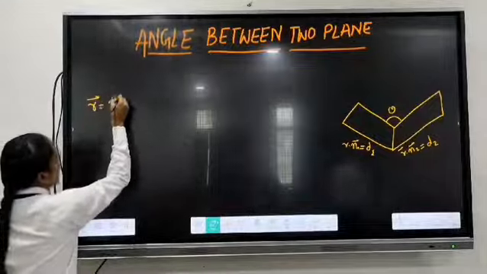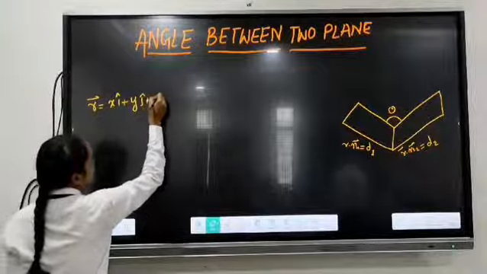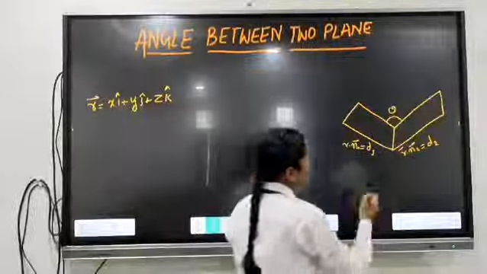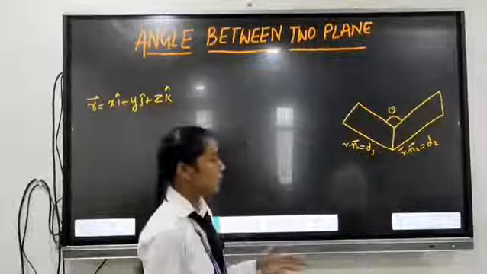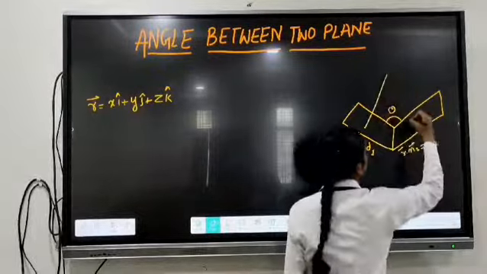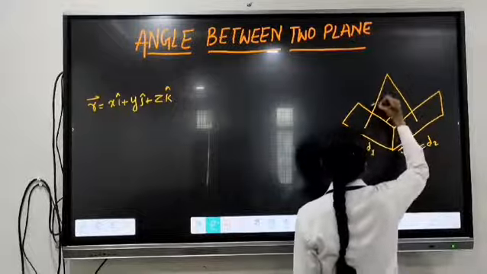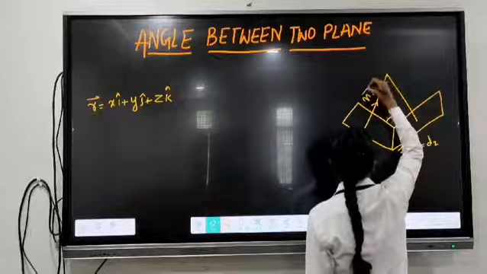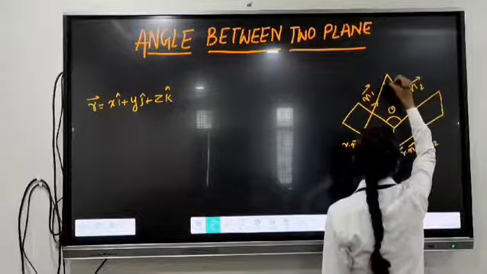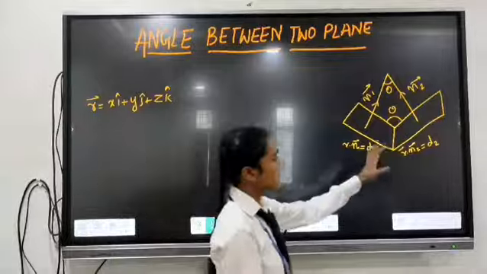Here the equation of r is x i cap plus y j cap plus z k cap. So here n1 and n2 are the perpendicular vectors which are normal to the planes. This is the n1 vector and this is the n2 vector. And the angle between the normals of the planes is equal to the angle between the planes.